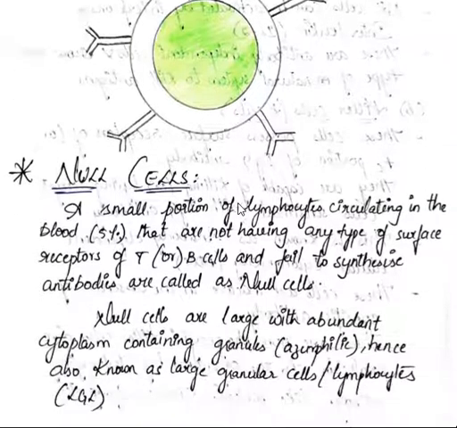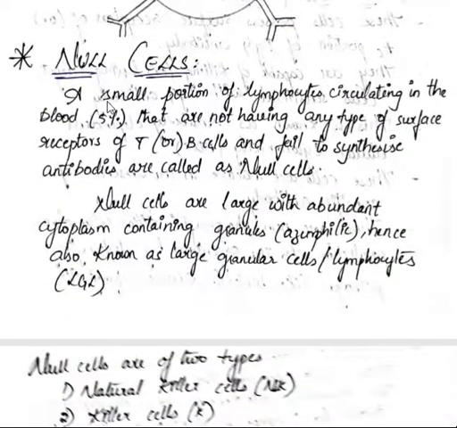The third type of lymphocyte that we are going to discuss is the null cells. A small portion of lymphocytes circulating in the blood, about 5%, do not have any surface markers or surface receptors like the T or B cells. They fail to synthesize antibodies, and those are called null cells.